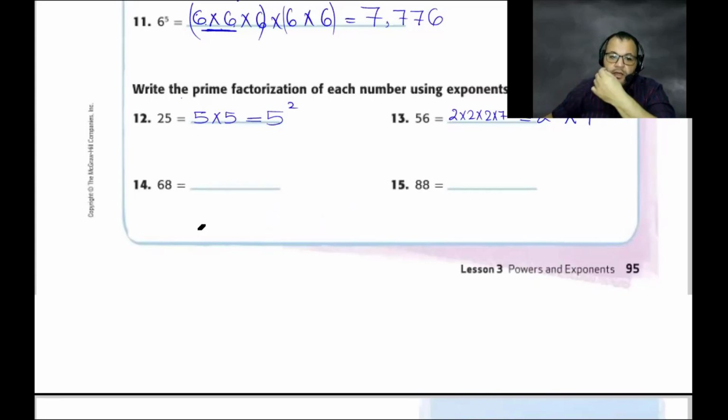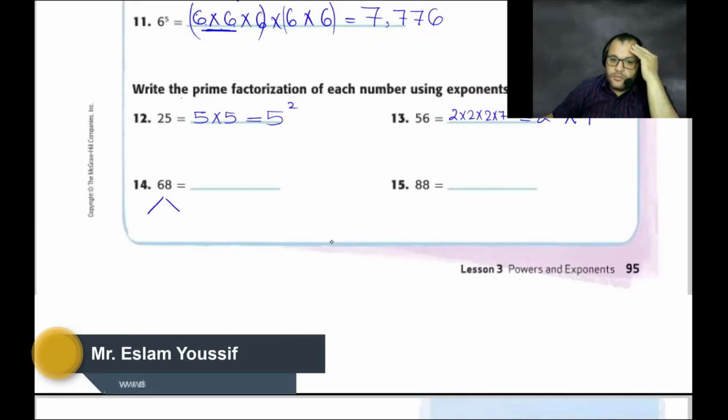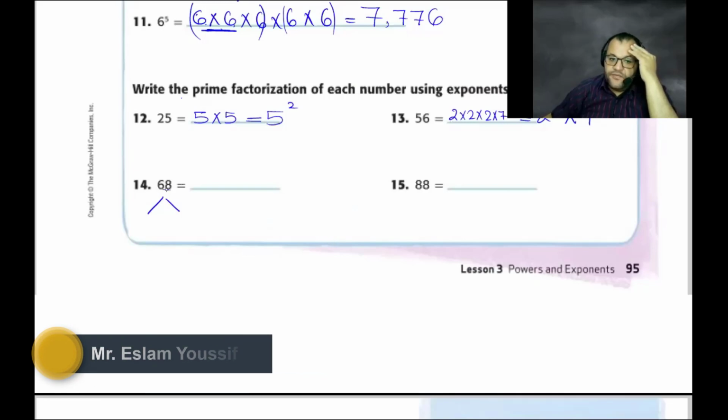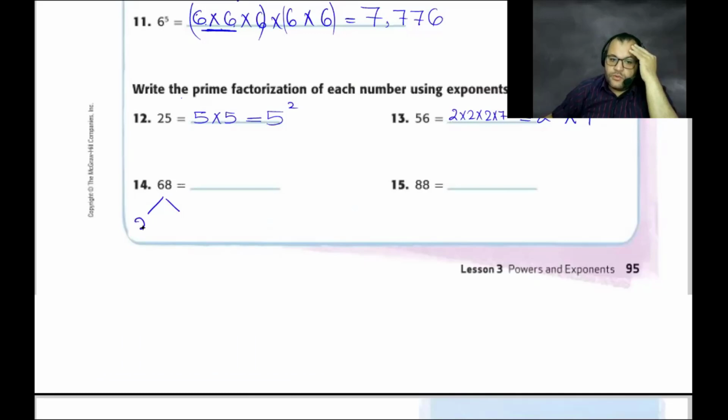I need 68. I need two numbers. If you multiply them, the answer is 68. Choose any two numbers. Divide, no problem. This number is even, so it's divisible by 2. So 6 divided by 2 equals 3. 8 divided by 2 equals 4.